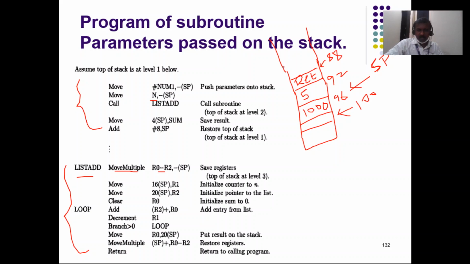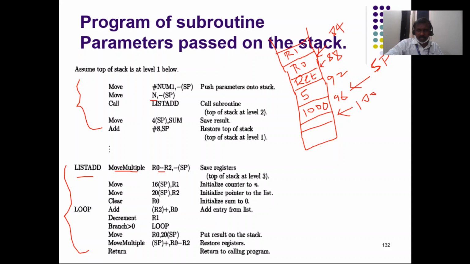Okay, so R0 will come where? Here R0 will come. In which location? 88 minus 8 is 84. Starting from the 84th location, R0 will be there. And then R1 will be at 84 minus 4, which is the 80th location.